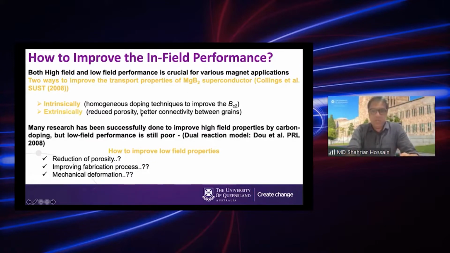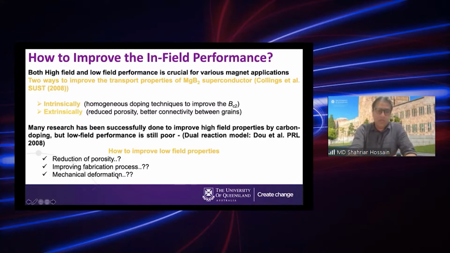If you look at the intrinsic approach, many dopings have already been tried, and so far carbon doping is the established doping for improving the high field, definitely. If you look at this model, Professor Dou published in 2018 in PRL, he classified the dopings where the substitution and the formation of MgB2 happen at the same time. This is the dual reaction model. This model gives us the direction for how to improve further by doping.